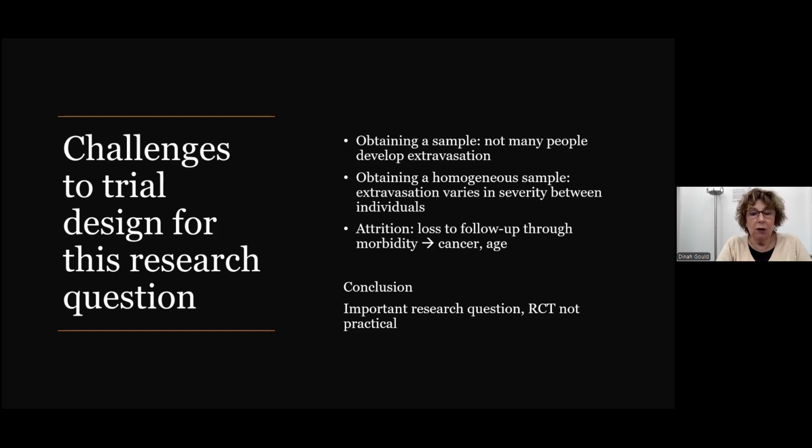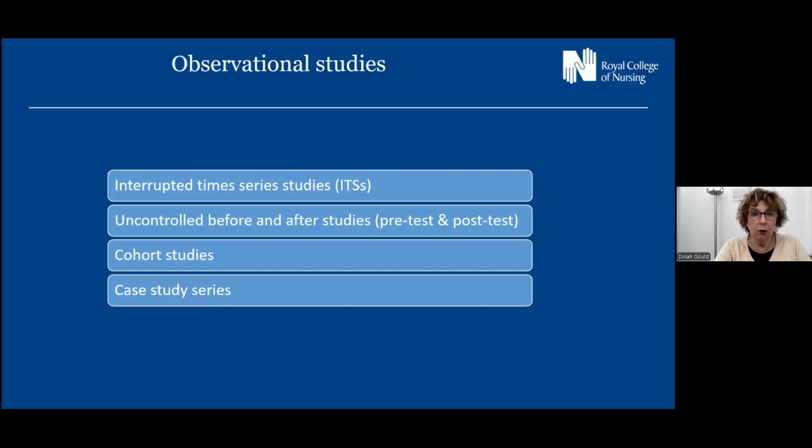And in any case, running a trial would be very difficult, because people with cancer tend to die, and older people tend to die often of other things anyway. So the average age of the person that you would get to take part in a trial like this would be very considerable. So although this is an important research question, really doing a randomized controlled trial isn't going to be practical, because you just couldn't get enough people to take part. They wouldn't be similar enough, and the trial couldn't run for long enough.